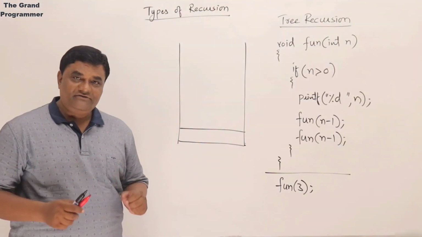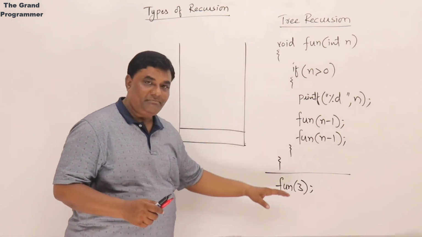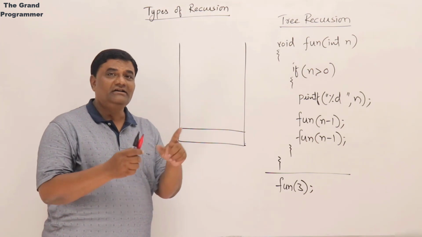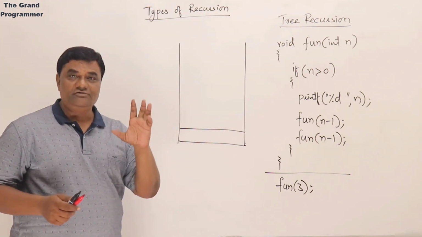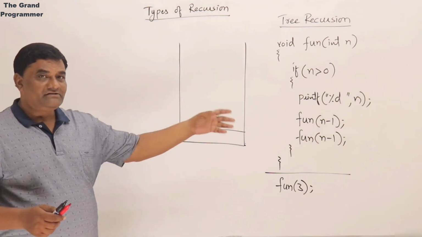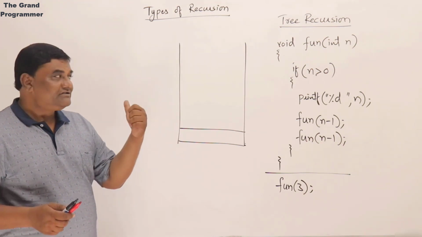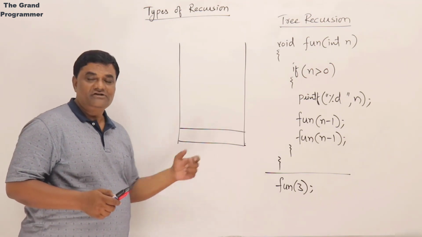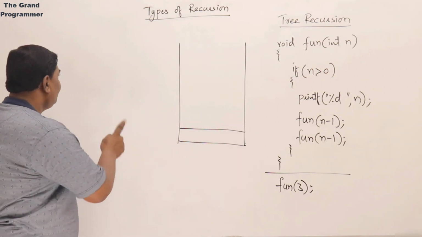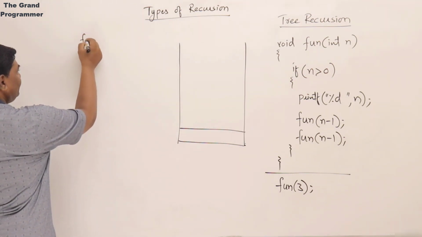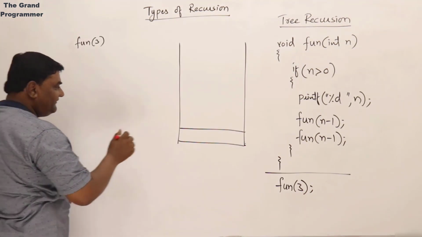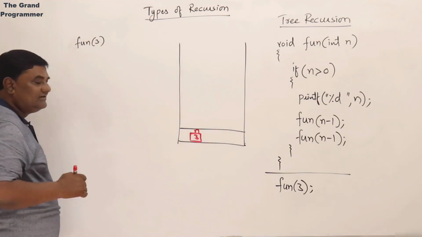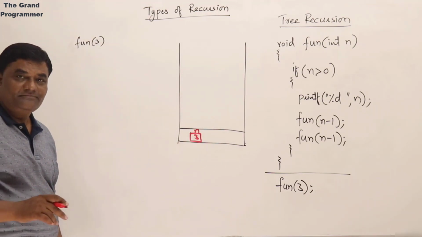Let us look at the tracing of this function. The function is called by passing value 3. I have taken a piece of stack. I'm not taking the entire memory, I am just showing you the stack, how it is used by this recursive function, which is a tree recursion. Let us trace. First it is called with value 3. So the first call is fun of 3. For this function, an activation record is created and the value of n will be 3. So this is the first record created.